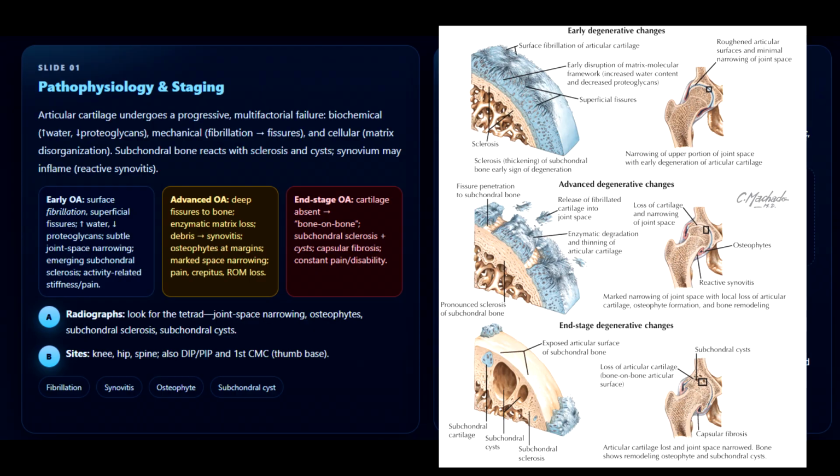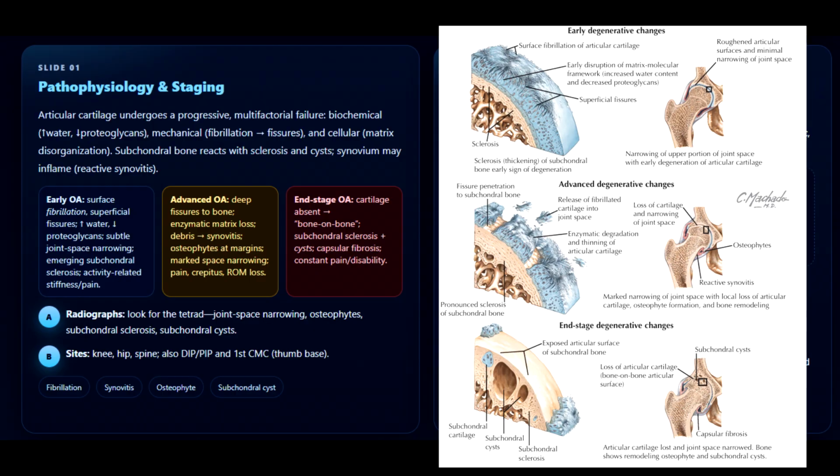Moving to the middle, the illustration depicts advanced degenerative changes. Now, fissures extend deeper, even penetrating into the subchondral bone. Enzymatic degradation accelerates the thinning of cartilage, and fibrillated fragments may break off into the joint space, provoking reactive synovitis as the synovial membrane responds to debris.